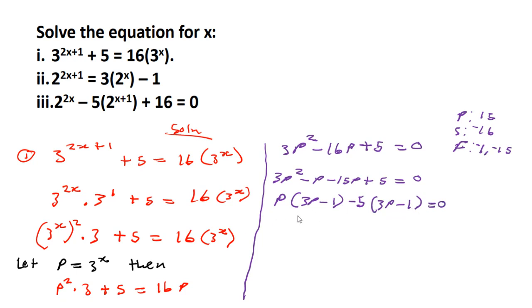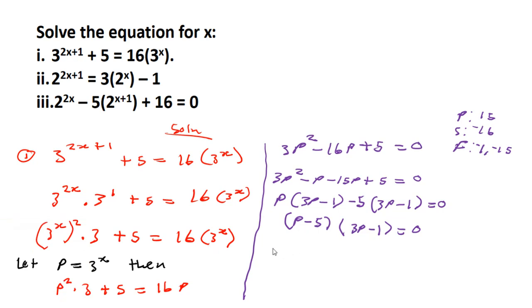After you do that, you can group this one and that one. So this one will be p minus 5, and then the other one will simply be 3p minus 1, and then that will be equal to 0. So when you do that, your next step is very simple.